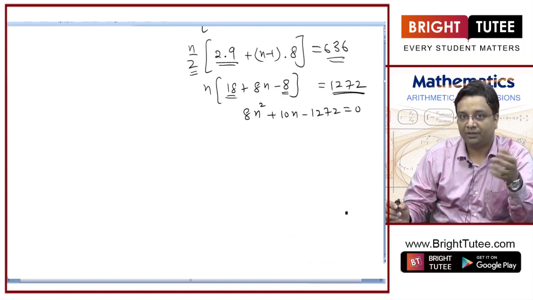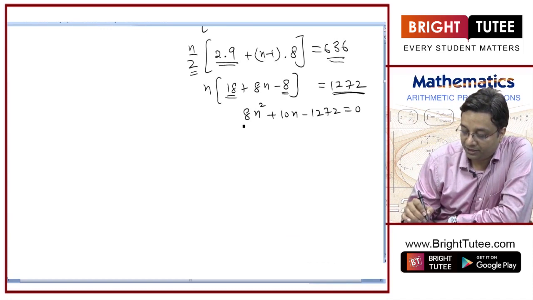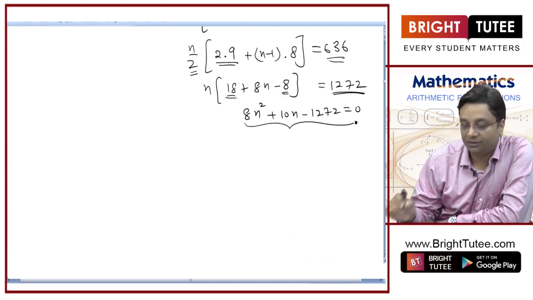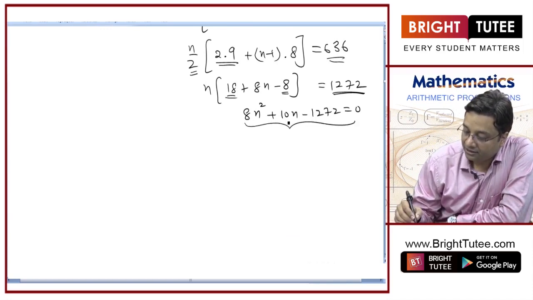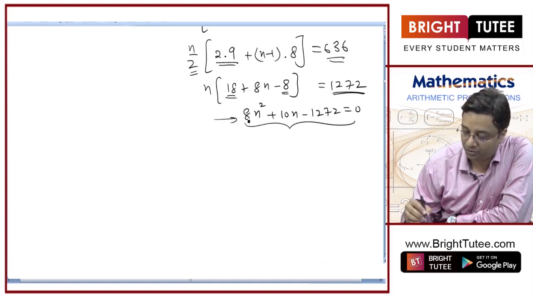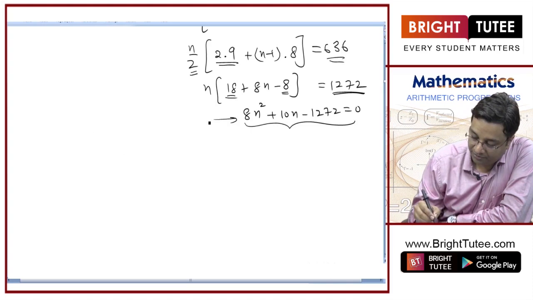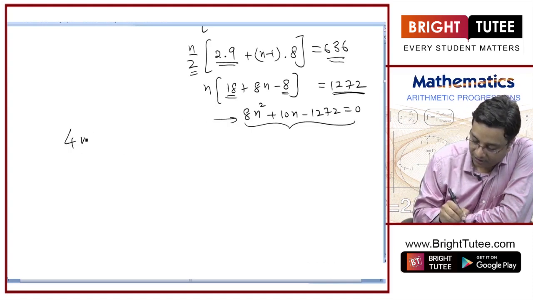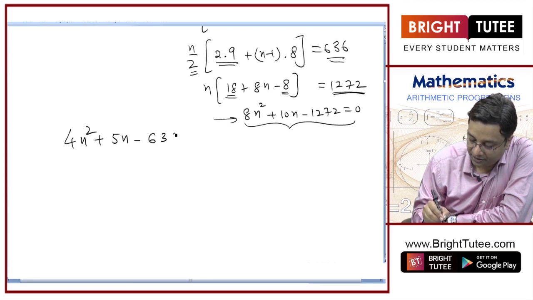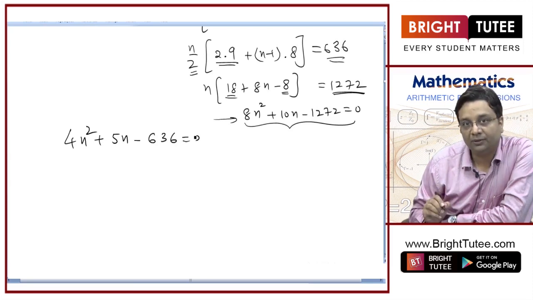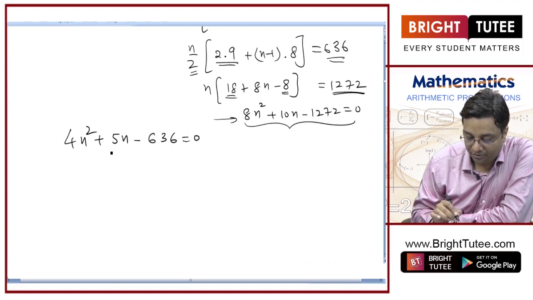Quadratic equation chapter we have already done. So you must be comfortable in factorizing such quadratic equations. Let's first of all simplify it further. We can divide it by 2 on both sides. So the quadratic equation will become, by dividing it by 2, 4n square plus 5n minus 636 equal to 0. How do we solve quadratic equations?